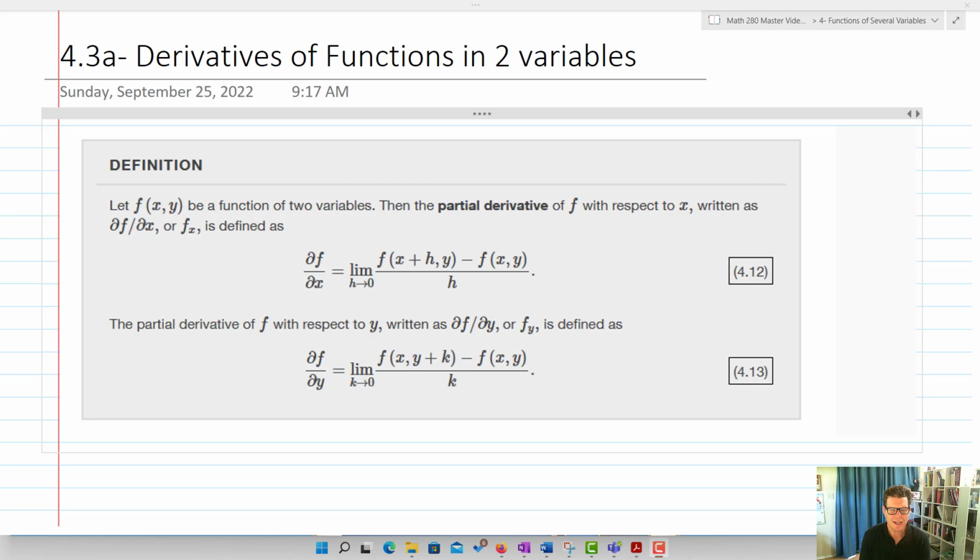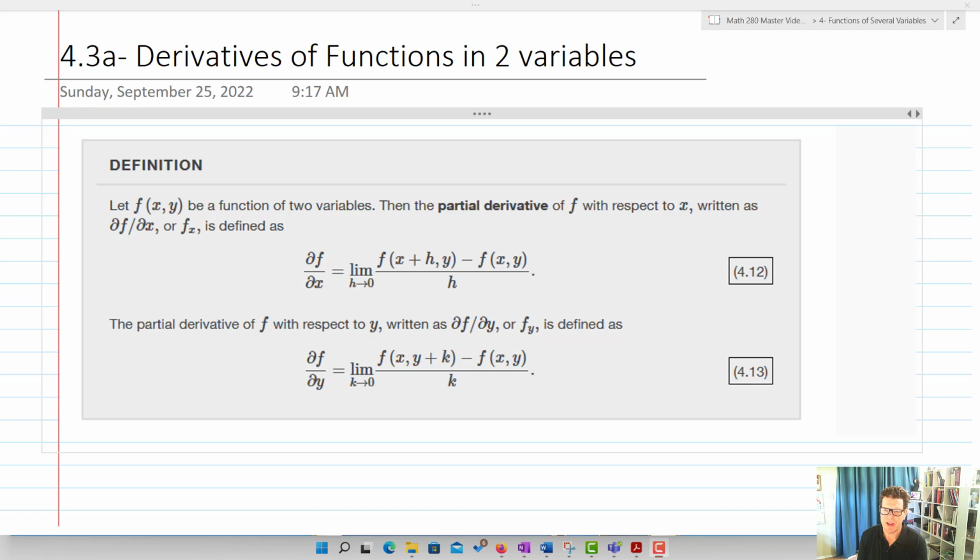All right, so let's take a look now at derivatives. And we're going to be looking at derivatives of functions in two variables. And we're going to introduce something called the partial, or the partial derivative. And so here's our definition of the partial derivative. We're going to let f of x, y be a function of two variables.